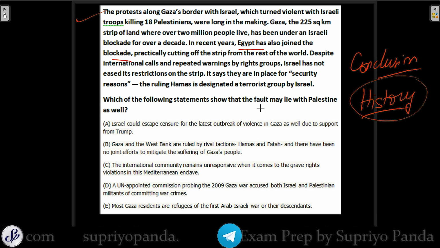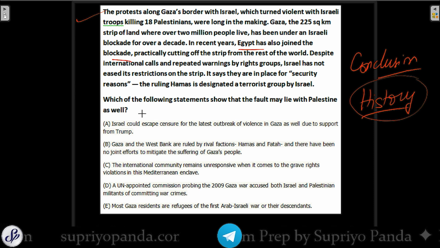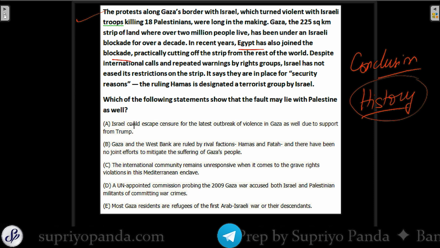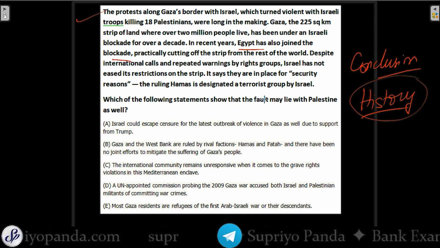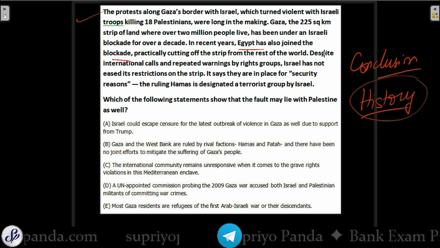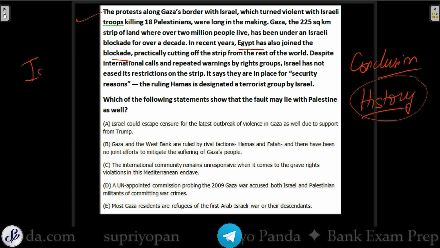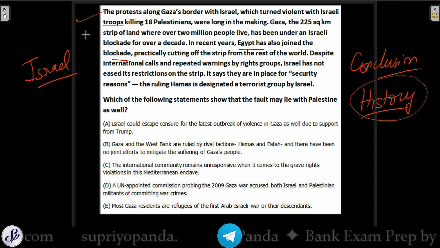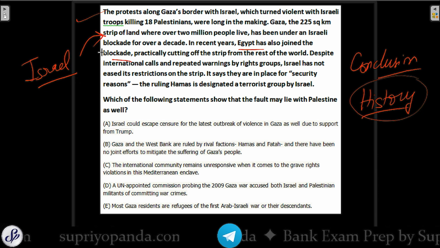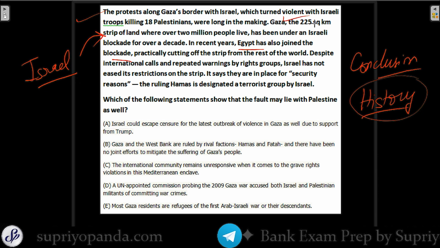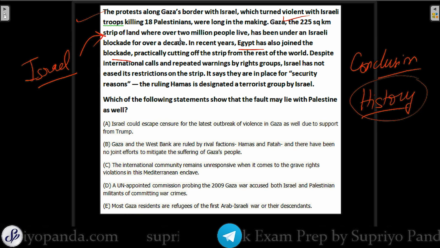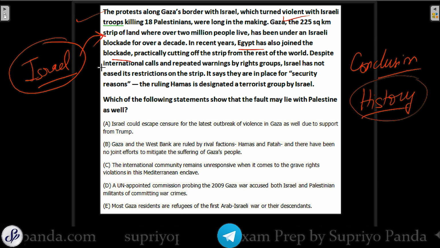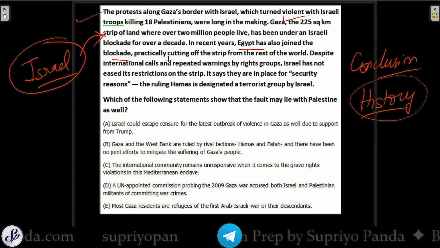This is a very different kind of question, because this is not a strengthen or a weaken kind of question, but is actually based on your conclusion. The conclusion over here, which is not actually stated, is that it is maybe Israel which is at fault for all these things that are happening. So whatever violent protests are happening, whatever problems Gaza is facing because of the blockade and everything, Israel is to blame. This is the unstated conclusion.